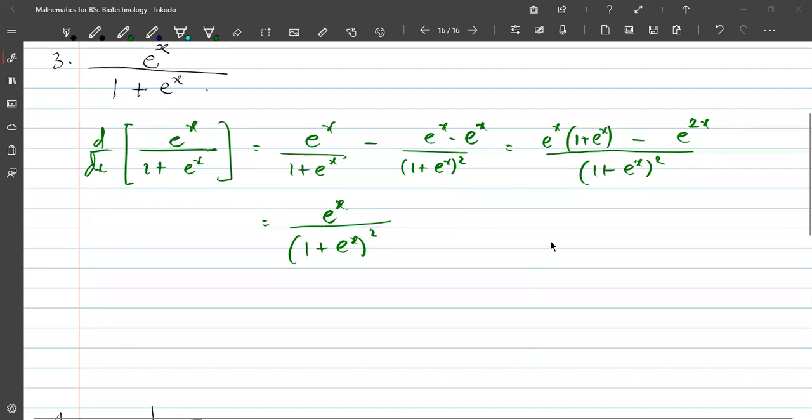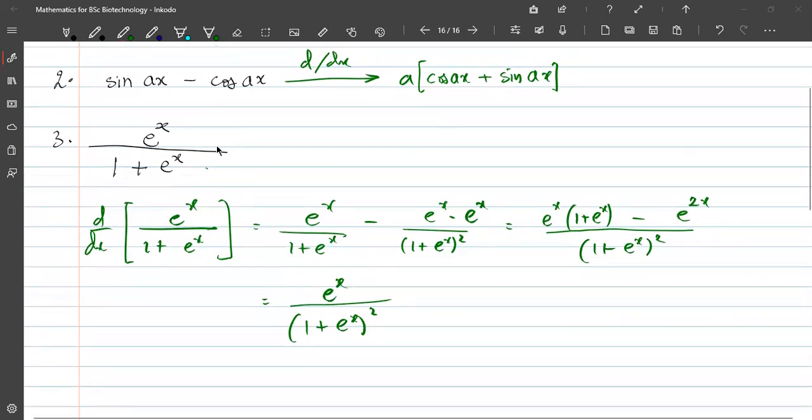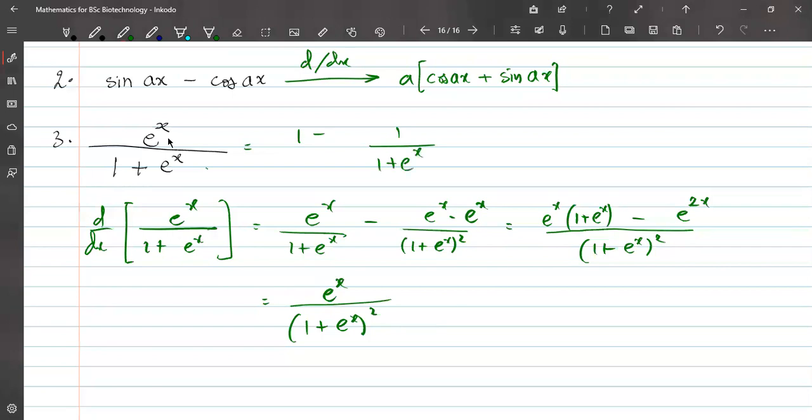Yes. So Atharv has asked me, you can ask that. That's correct. You can notice that if you add and subtract 1, this gets simplified. So notice that this can be written as 1 minus 1 upon 1 plus e power x. Correct? If you just compute this, combine these two with LCM, you will get this.